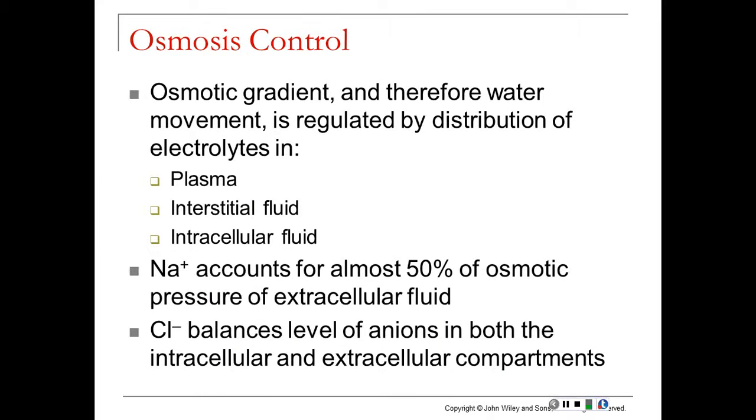So let's talk about how osmosis is controlled in the body. It's controlled by the osmotic gradient. The movement of water is regulated by that distribution of electrolytes between the plasma, interstitial fluid, and intracellular fluid. When I say plasma, I mean the fluid portion of the blood. Sodium accounts for almost 50% of the osmotic pressure of the extracellular fluid. So in other words, the amount of sodium in our extracellular fluid is really going to play a huge role in how water moves throughout our body. And you may know that already just from everyday life.